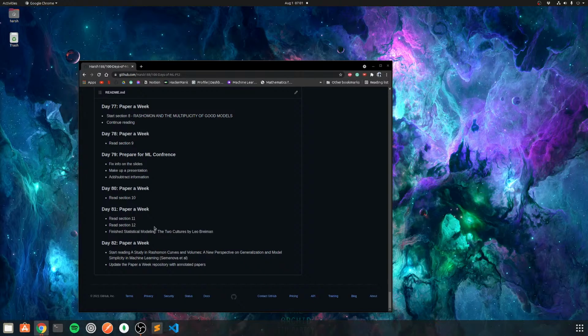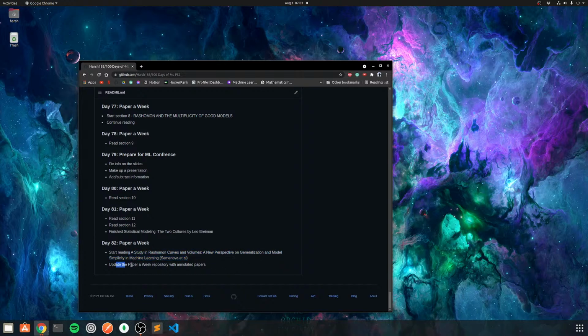Okay, so it's day 82 of 100 Days of ML, and I'm back with Paper a Week. So what I'll do is go ahead and get this paper uploaded onto my iPad. I'm going to start with maybe the introduction and get an idea of what the paper is about. I'll go over a summary and introduce the paper.